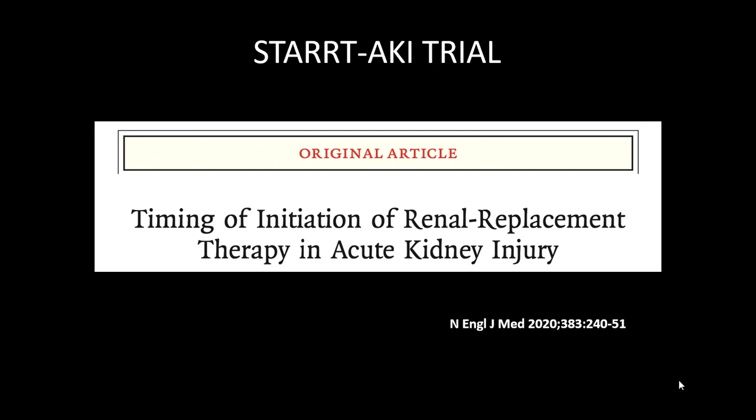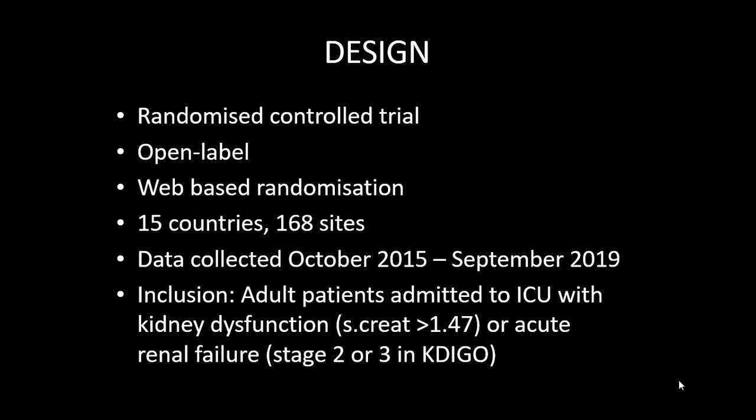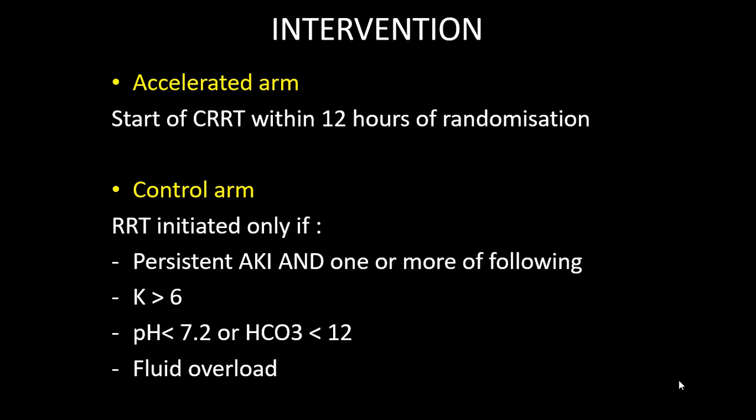Another trial came into the picture because nobody is happy with the results, because everybody wants to do an early dialysis. So the START-AKI trial came into the picture. They again looked at the same clinical question, four trials looking at the same clinical question, that is, what should be the timing of RRT, and this was again an open label trial. 15 countries, 168 sites were enrolled, and they looked at patients admitted to the ICU with kidney dysfunction, where they defined serum creatinine by a formula that it should be more than 1.47, or acute renal failure stage 2-3 of KDIGO. So the accelerated arm was CRRT within 12 hours, and the control arm was RRT only if you follow certain criteria.